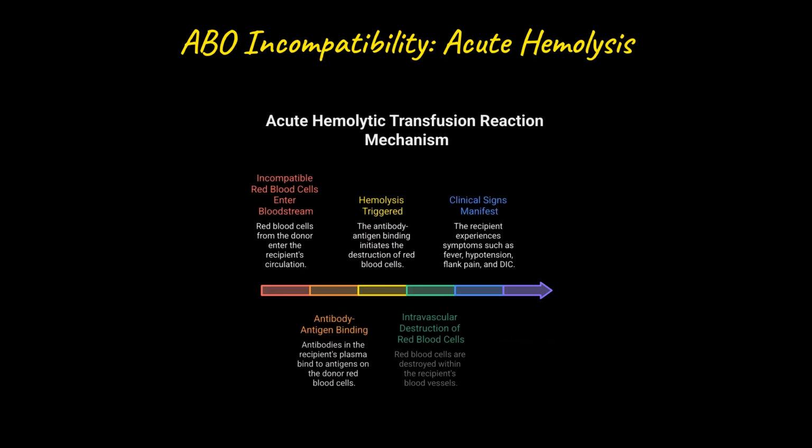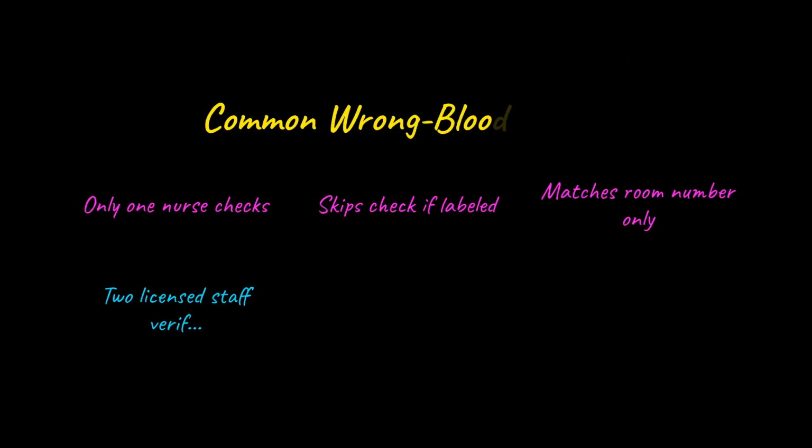When ABO incompatible blood is given, the patient's antibodies immediately attack the donor red blood cells, causing intravascular hemolysis. This cascade produces fever, chills, flank pain, hypertension, and disseminated intravascular coagulation, all within minutes of starting the transfusion.